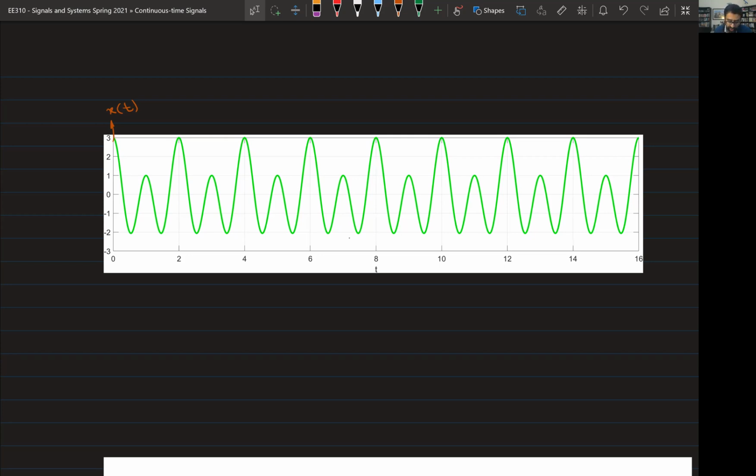Why is it 2? Because you can clearly see that every 2 seconds the signal repeats itself. So this is one period, and then this is another period, and this is another. Clearly every 2 seconds there's a repetition, and I can say that the period is 2 seconds.